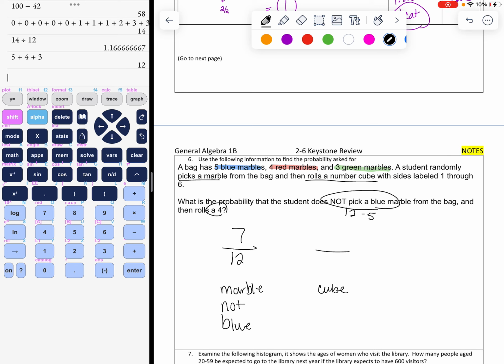And then I want to get a 4 on my number cube. Well, if you think about it, a number cube has 1, 2, 3, 4, 5, 6. So how many of them have a 4? 1 of them. How many sides? 6. You learned that when you have 2 separate events, you multiply that together.